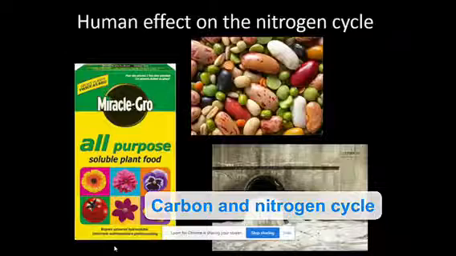Now, humans do have an impact on the nitrogen cycle too, because we tend to add nitrates and nitrites to the soil to try and improve crop yields as farmers, okay? But this can lead to pollution issues because they can flow into waterways, which can cause eutrophication.